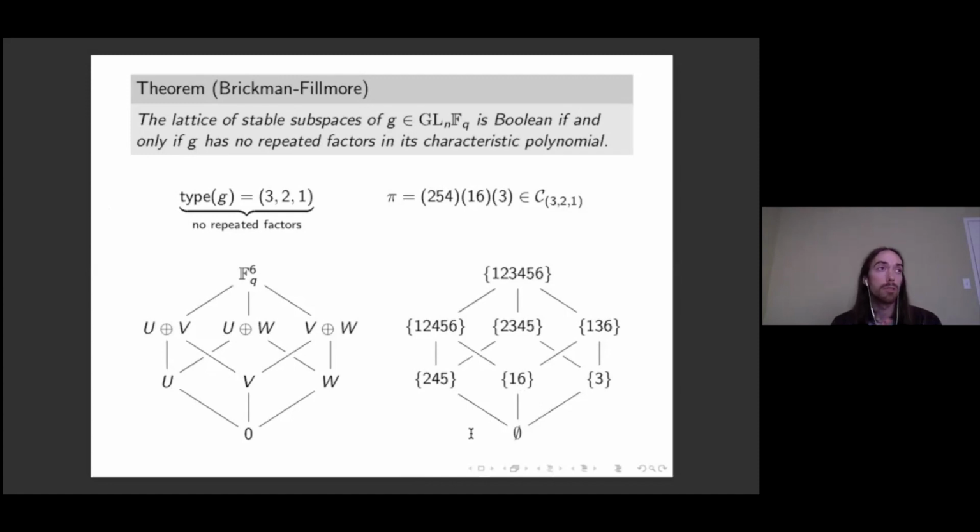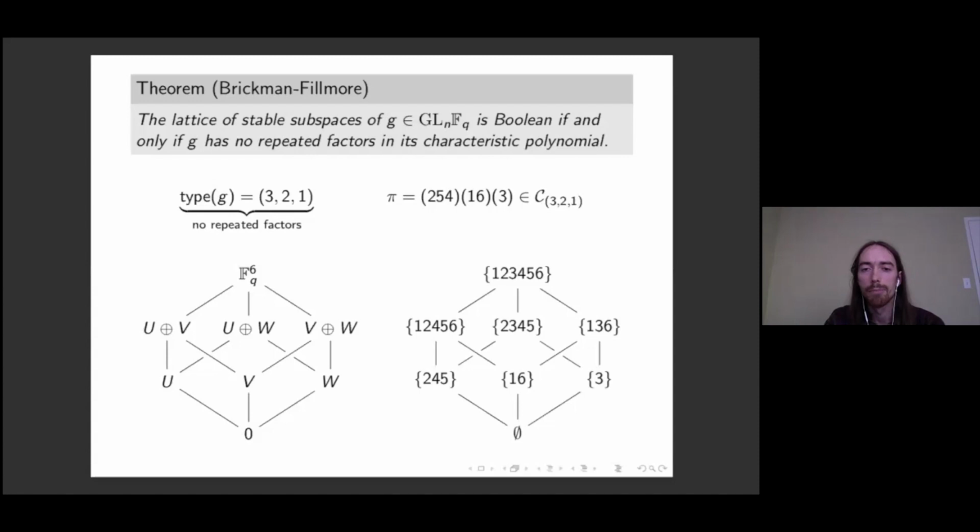So from the perspective of invariant subspaces or invariant subsets, and as long as we're talking about these matrices with no repeated factors in the characteristic polynomial, this to me is a clear geometric reason why we should think about this definition of cycle type as a q analog of the corresponding definition in the symmetric group.